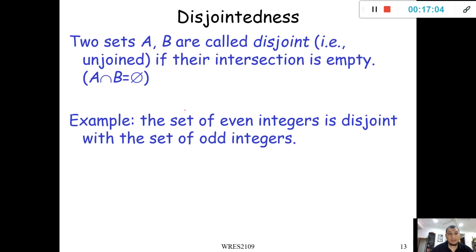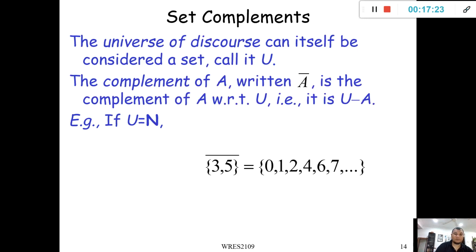So two sets A and B are called disjoint if the intersection is empty. A intersect B is null. So example, the set of even integers is disjoint with the set of odd integers. So you can never have the same even and odd integers or numbers.